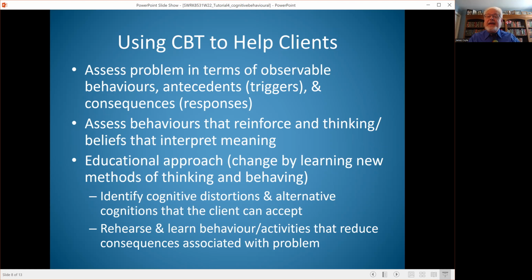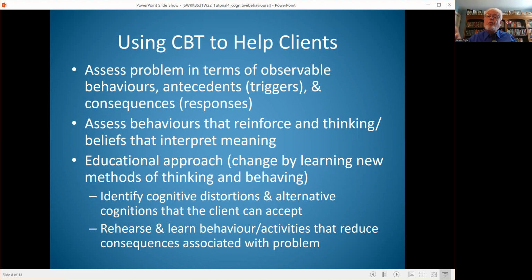So it's assessing the behaviors that reinforce and the thinking that interprets the meaning. And so we're looking at both of those. So what I'm doing when I'm working with clients about this is, if I am seeing a person who is depressed and they are having a real difficult time getting out of bed in the morning and they're not enjoying things anymore, and particularly if they're thinking of suicide, then that may be something I need to address first.